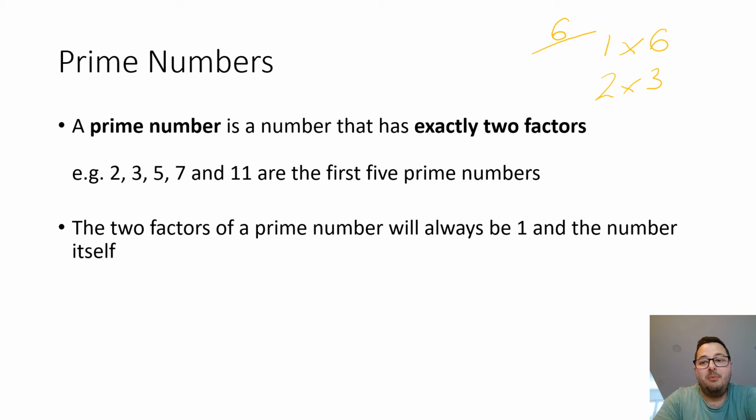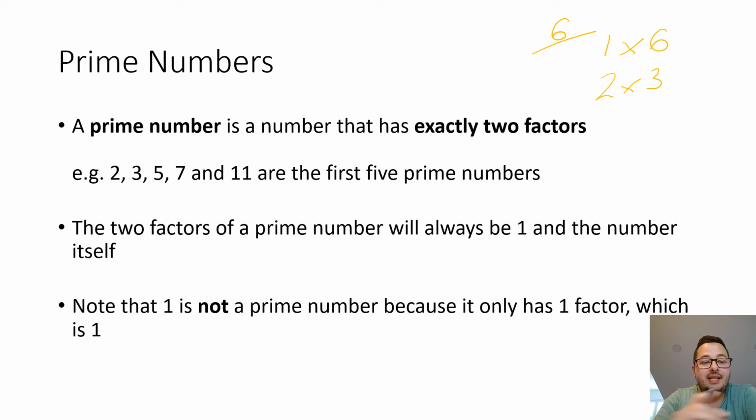Now, a big mistake people make is they often think that 1 is a prime number, but it is not. 1 is not a prime number because it's only got one factor, which is 1. If you think about the number 1, the only way you can get that is 1 times 1, but that's just the same factor repeated. So it's not prime because it's not got 2 factors.